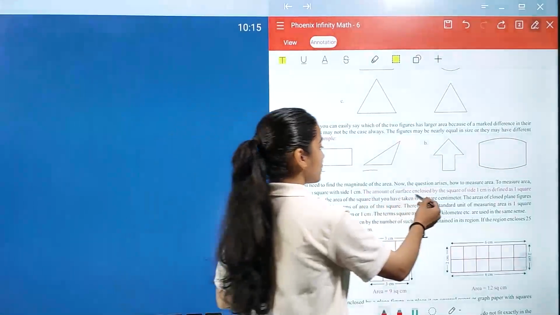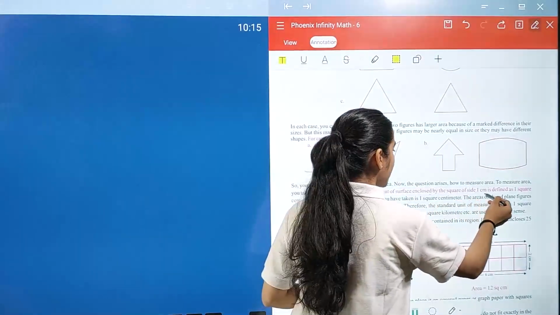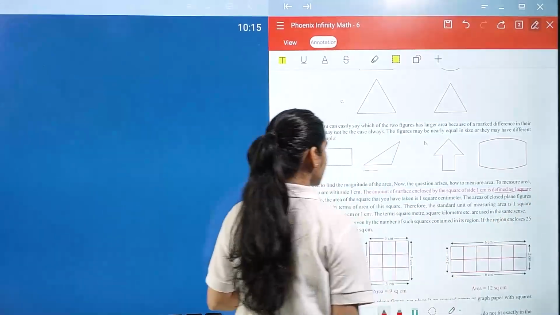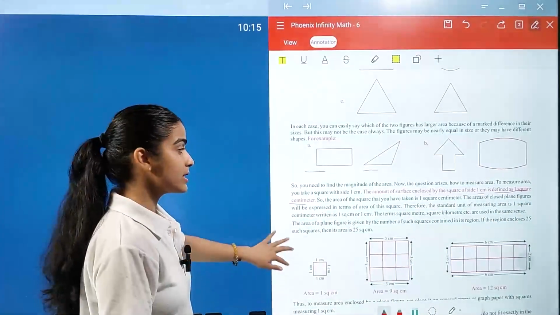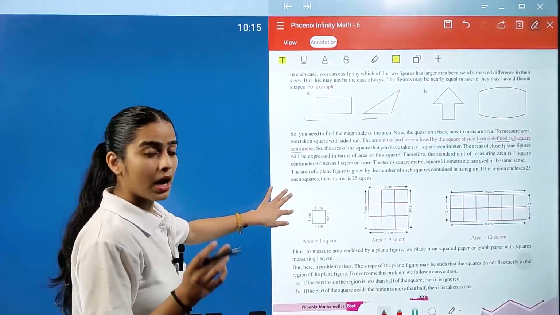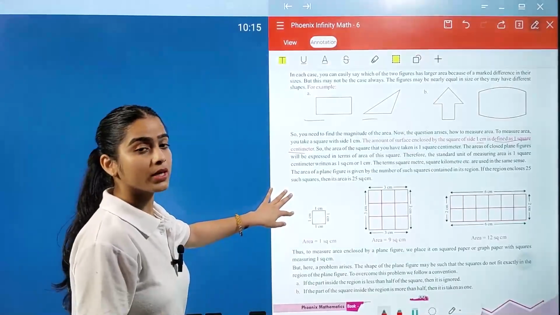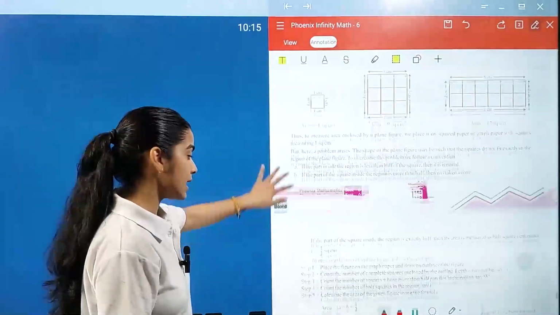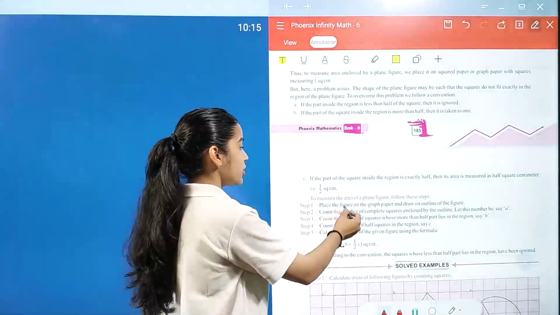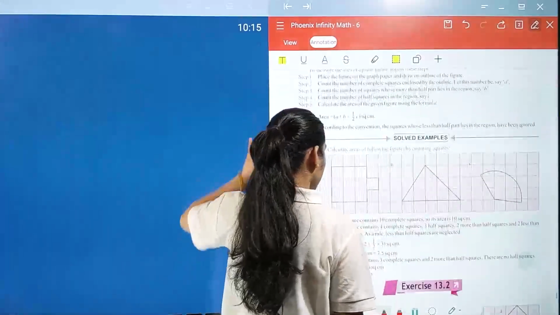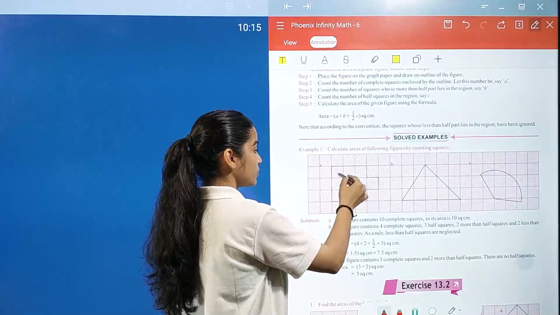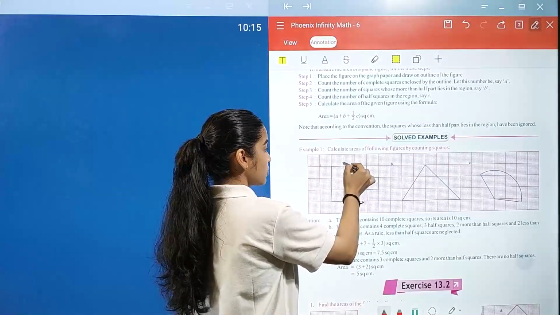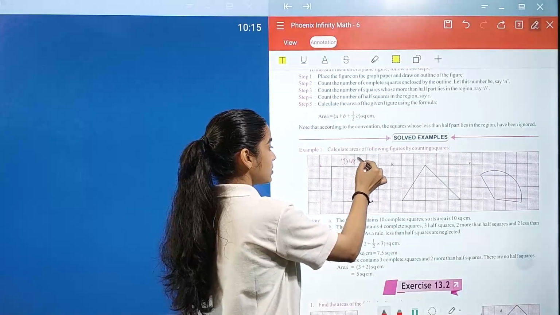So the amount of surface enclosed by a square of side 1 centimeter is defined as 1 square centimeter. So how many squares of 1 centimeter are covered by that particular shape? According to that, by counting those squares, we can easily say which one has the larger area. To measure the area of a plane figure, follow these steps. First of all, you have to count how many squares are covered by this figure. 1, 2, 3, 6, 9 and 10. So this is 10 centimeter square.